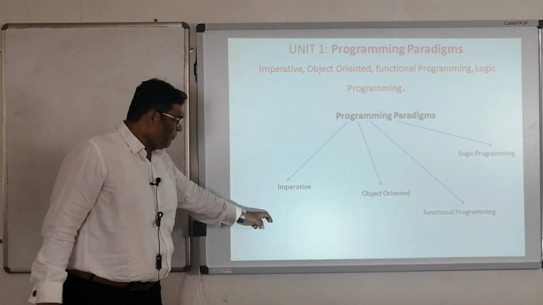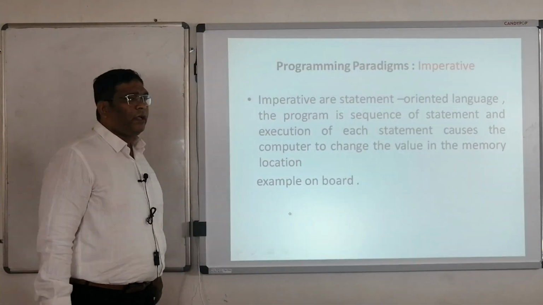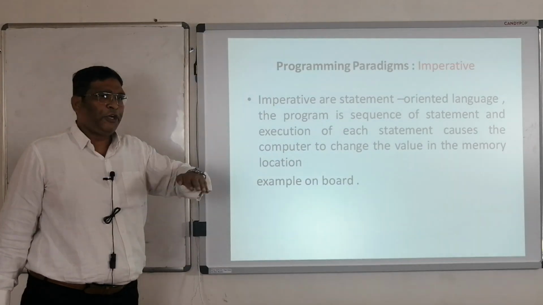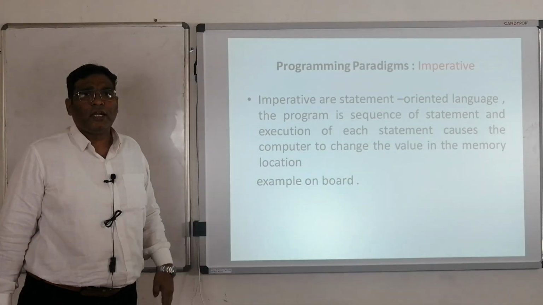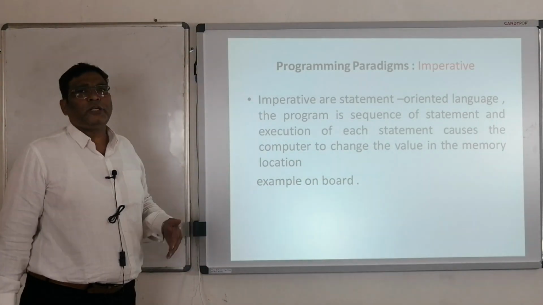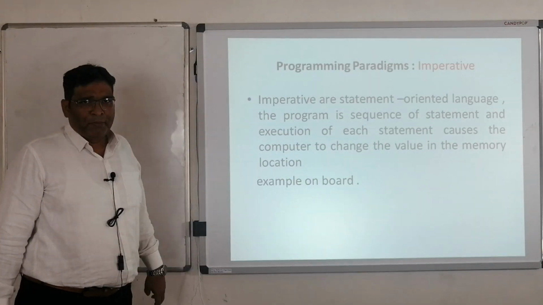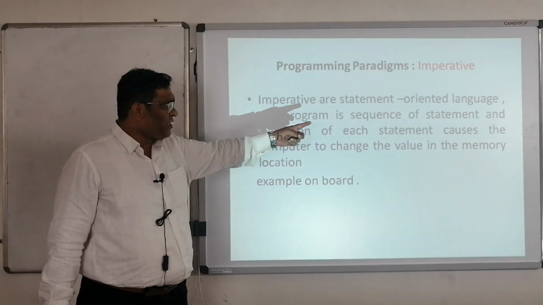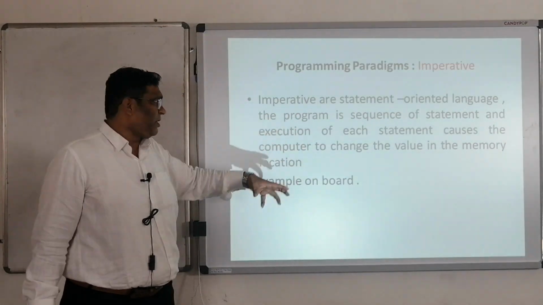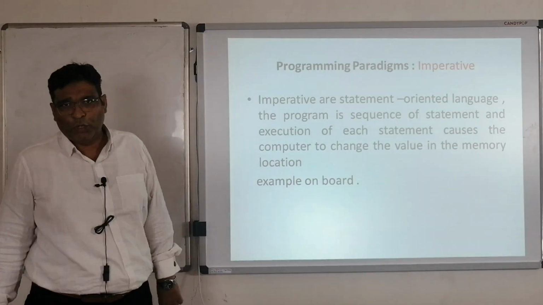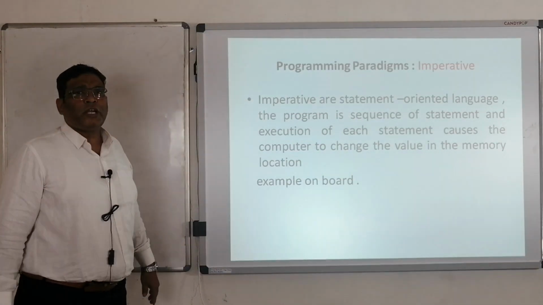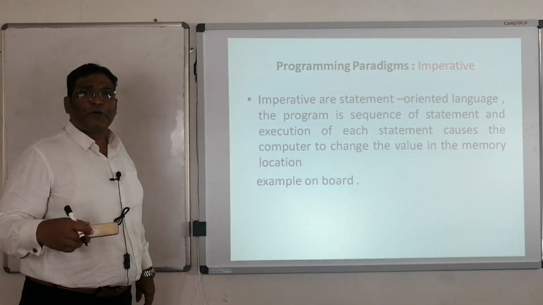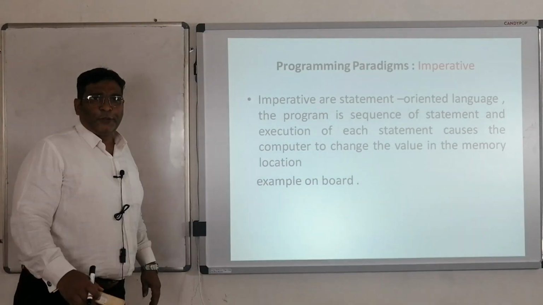What do you mean by imperative? Imperative are nothing but the statements of a program which are executed continuously, one after the other. As they continuously execute, they change the memory content of the memory location. We'll see this with the help of an example. The example is that in a program, a sequence of statements is executed, and each statement causes the computer to change the value of a memory location. So once the statements are executed one after the other, the contents of the memory locations change as the program executes. We are going to see with the help of an example.